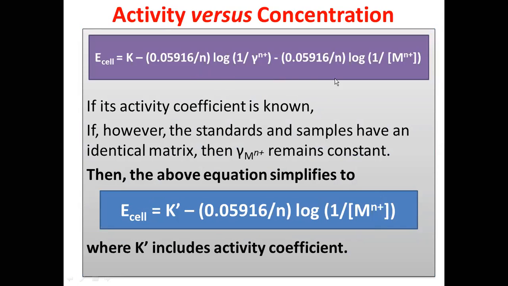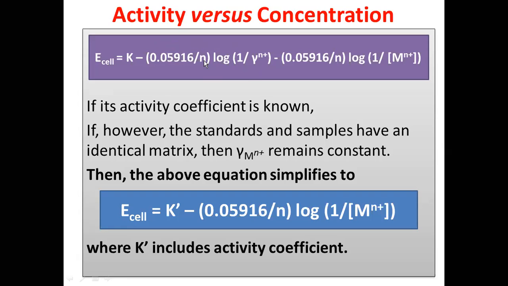While using this equation, how do we obtain the concentration of the analyte? How do we simplify it? If the activity coefficient is known, then there will be no problem. If this value is known, this whole term will be constant, provided the standards and the sample have an identical matrix. If the matrices present in the sample and the standards are known and identical, then only gamma n+ will be constant, and hence this term will be constant.